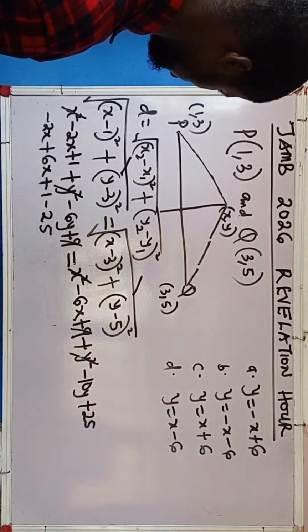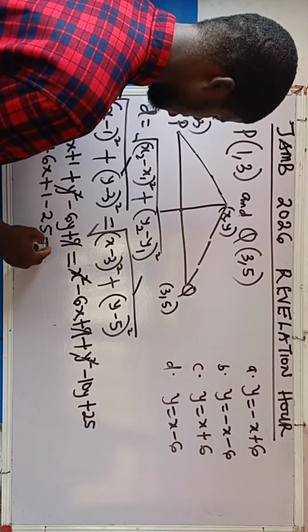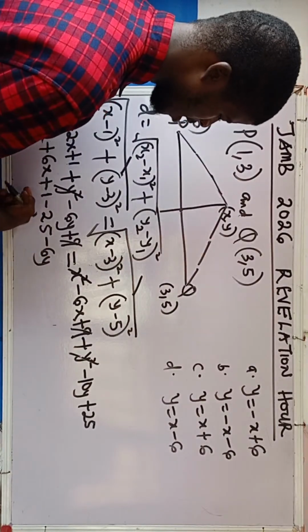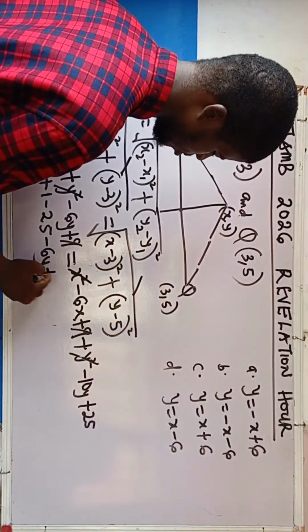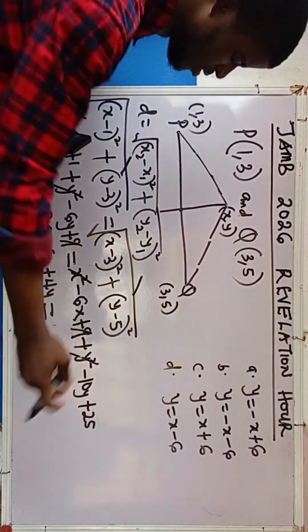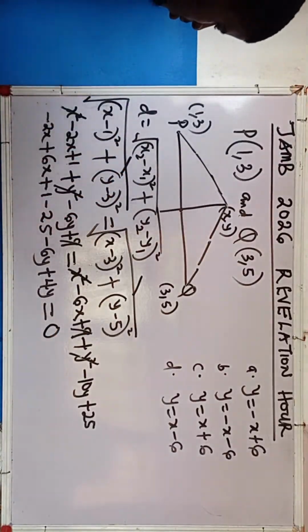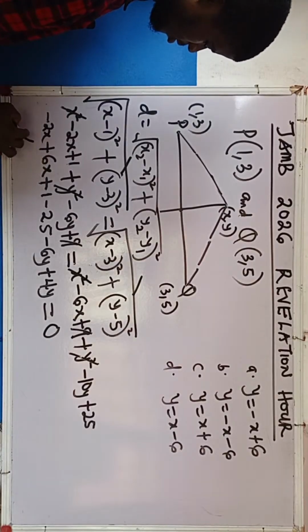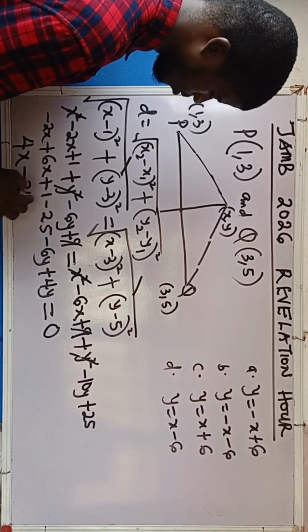Then what do we have left? Minus 6y at this side. Then we have minus 10y. If it crosses, it turns to plus. So nothing is left. I moved everything to the left, so what will be at the right-hand side is 0. I hope you get it. Minus 2 plus 6 is 4x. 1 minus 25 is minus 24.